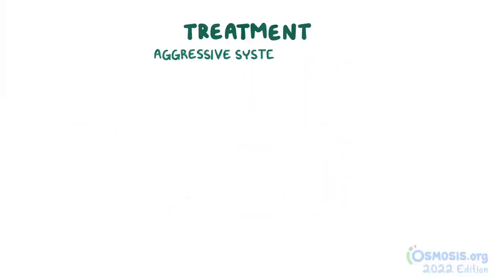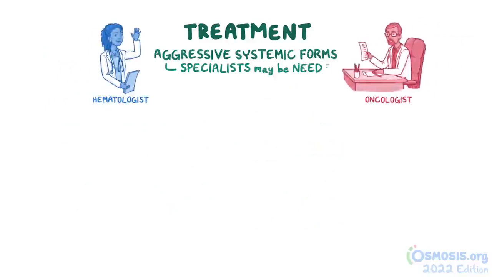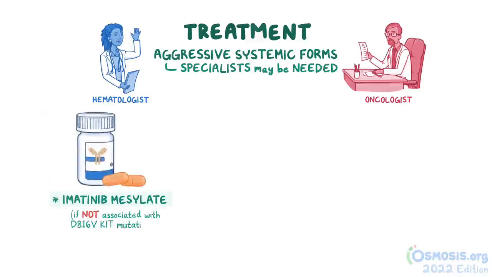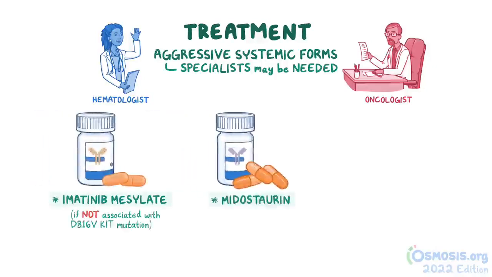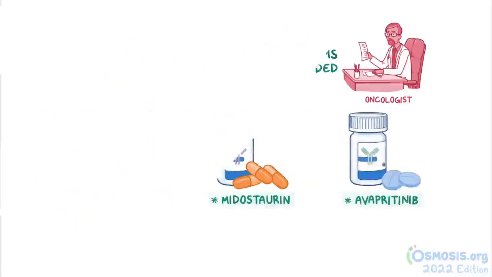In aggressive systemic forms, specialists like hematologists or oncologists may be needed to target more aggressive management. Several medications have been approved by the FDA to treat aggressive systemic mastocytosis, including imatinib mesylate, if not associated with a D816V KIT mutation, midostaurin, and most recently avapritinib.